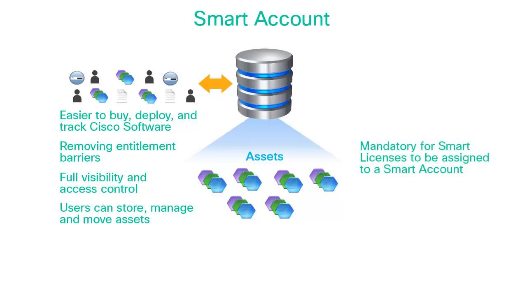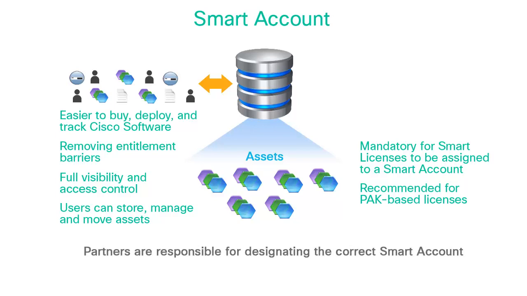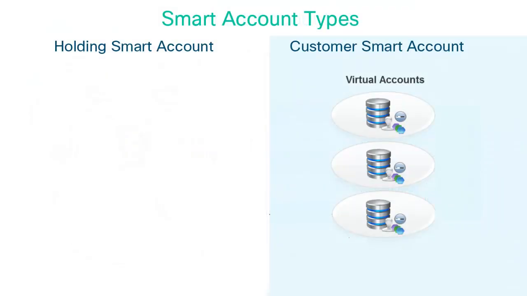It is mandatory for smart licenses to be assigned to a smart account, and it is highly recommended for product activation keys, commonly referred to as pack-based licenses, but not required. Partners are responsible for designating the correct smart account for any smart license SKUs they are ordering. There are two types of smart accounts. A customer smart account is where licenses are deposited for customers to access and use. It serves as the repository of the customer's Cisco assets.